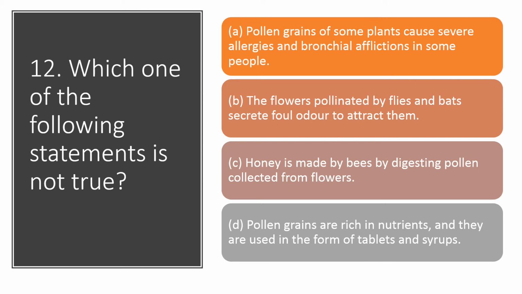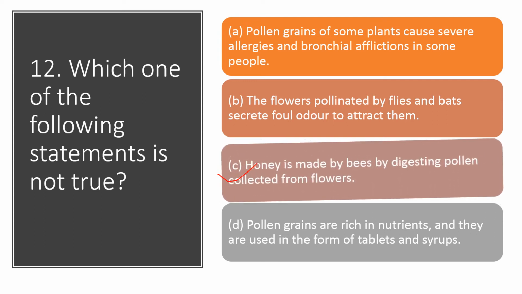It's the wrong statement because honey is made from nectar along with the pollens. So option C is correct. But look at the last option also. Pollen grains are rich in nutrients and they are used in the form of tablets and syrups. It's a right statement because most pollen grains are used to prepare tablets and syrups because of their rich nutrients. So the right answer is C. Honey is made by bees by digesting the pollen collected from flowers. It is a wrong statement.